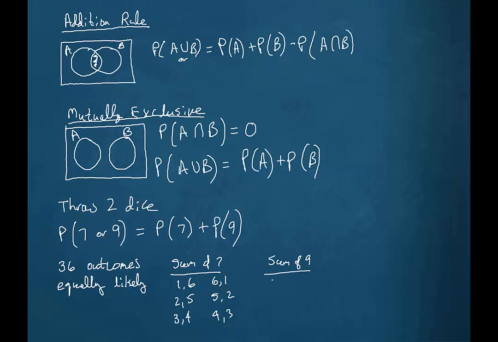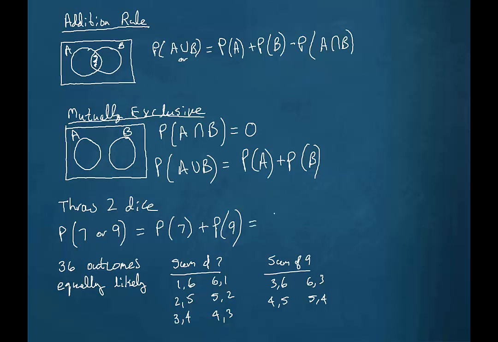A sum of 9. We could throw a 3 and a 6, reverse that for a 6 and a 3. Throw a 4 and a 5, reverse that for a 5 and a 4, and that's it. So there's a total of 4 different outcomes when I throw 2 dice that would sum to 9.